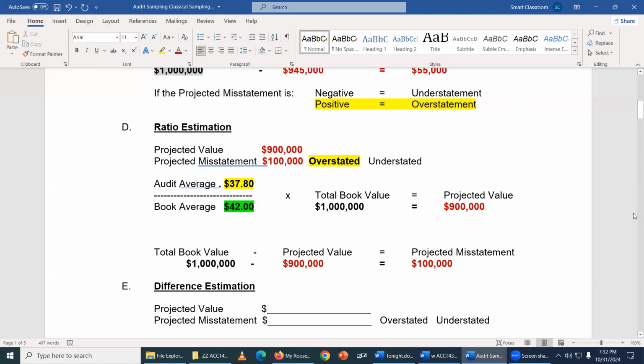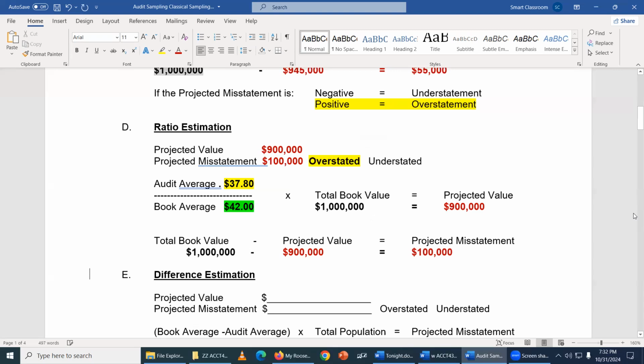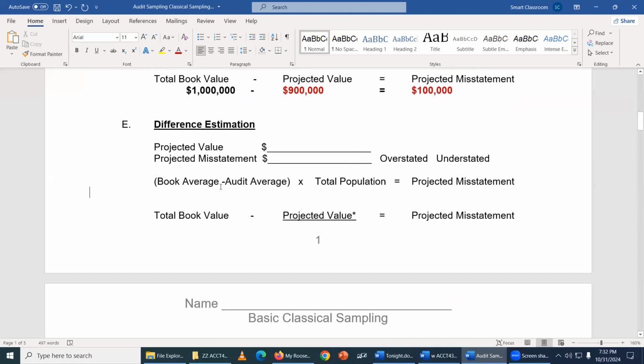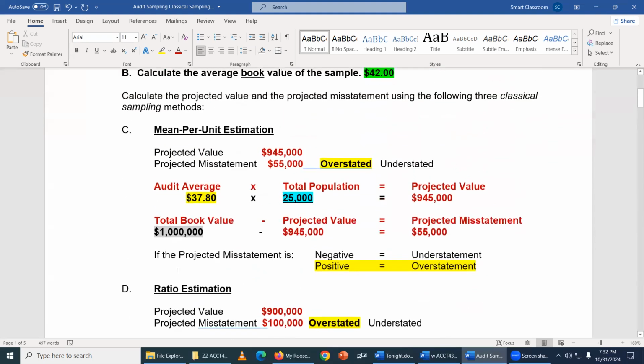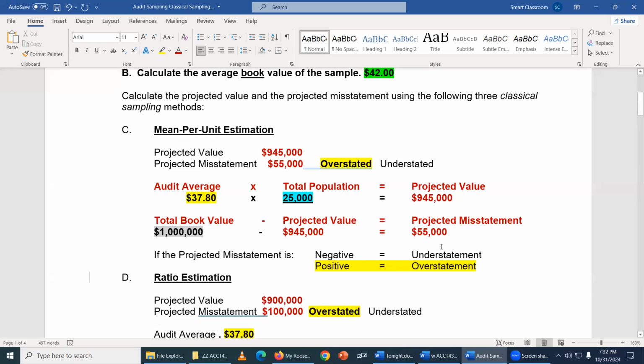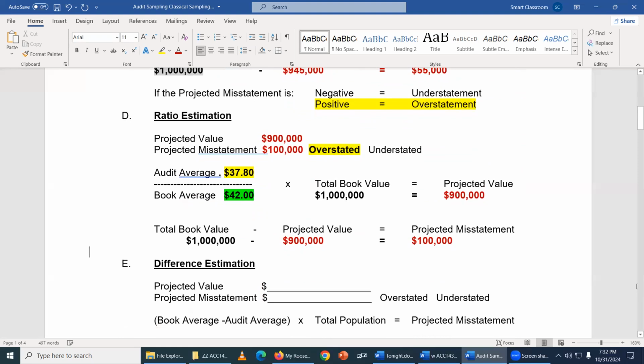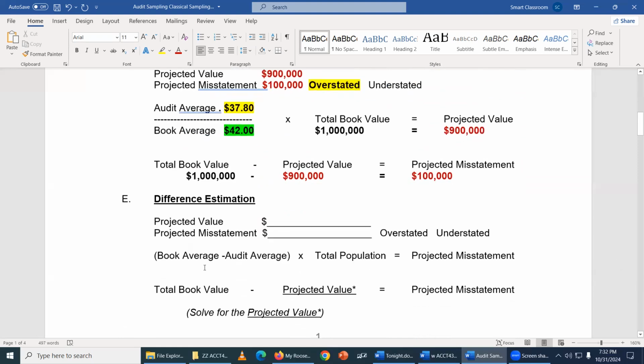All right. Difference estimation. Difference estimation is sort of different than the ratio. The ratio estimation is that large accounts are off by large amounts, small accounts are off by small amounts. Difference estimation is where everything is off by the same amount. It's likely that it'll be off by the same amount.